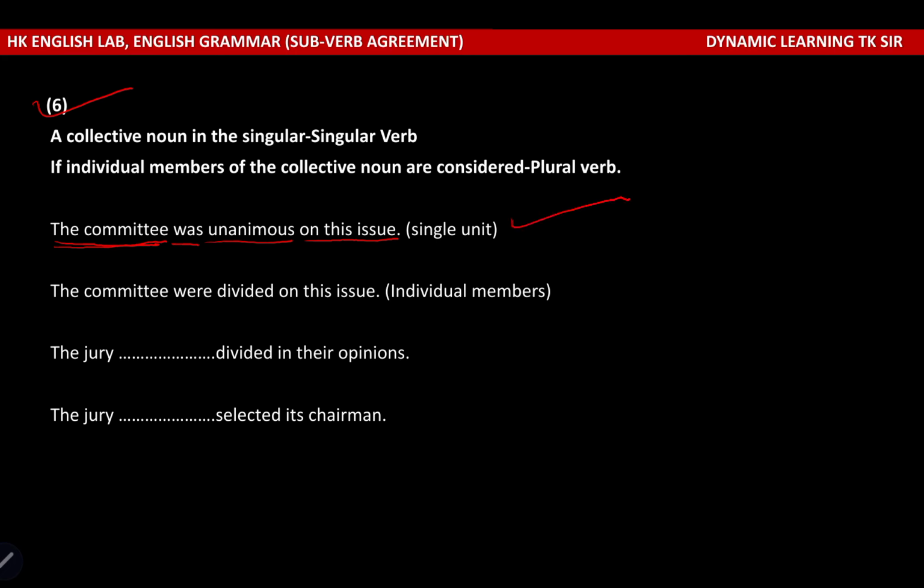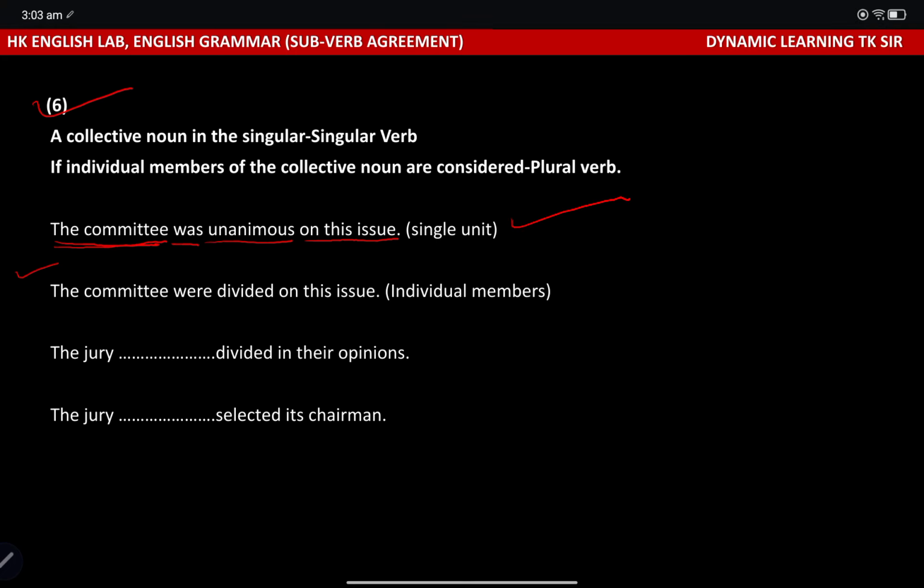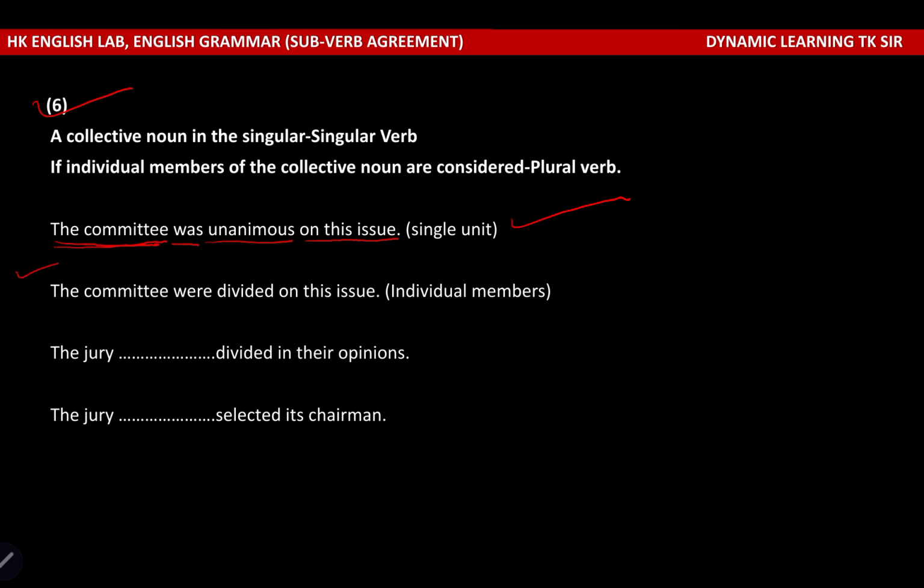Okay, but in the second sentence, the same committee, look here, the committee divided on this issue. It means we have seen a division between all the members of the committee. They do not have the same decision. They're divided by their opinions. So here the committee is not treated as one single unit. That's why it takes the plural verb here.